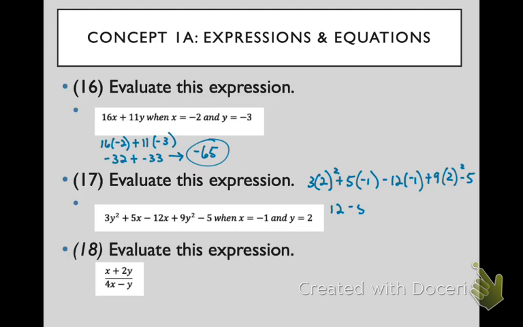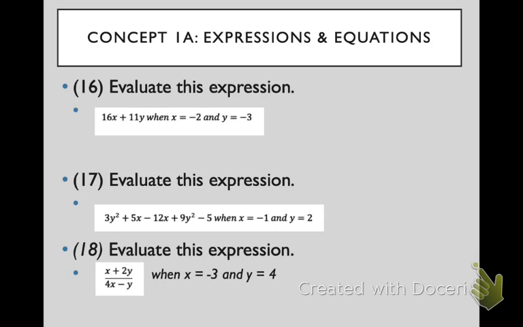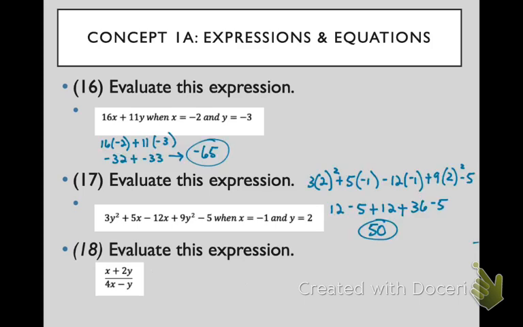2 squared is 4. 4 times 3 is 12. 5 times -1 is -5. -12 times -1 is +12. 2 squared is 4. 4 times 9 is 36 minus 5. Work left to right. Let's go back. So 12 minus 5 is 7, plus 12 is 19, plus 36 is 55. 55 minus 5 is 50.